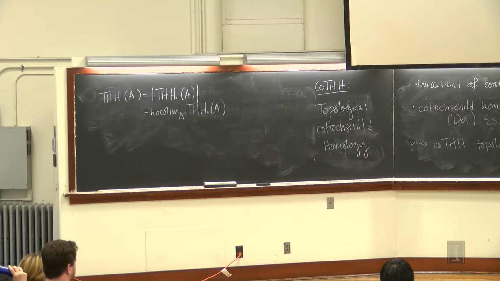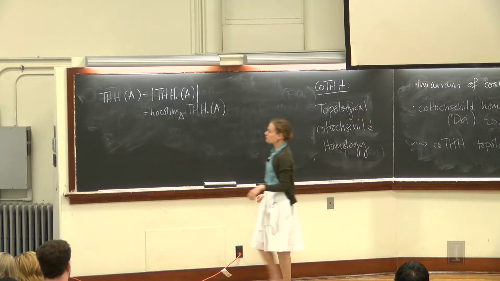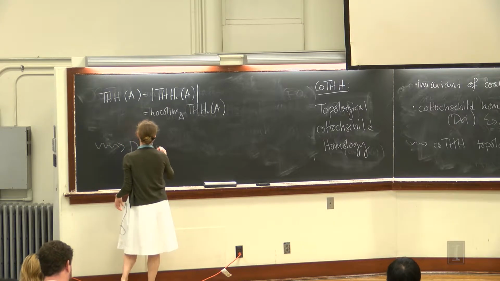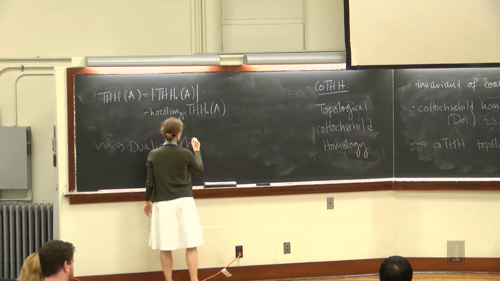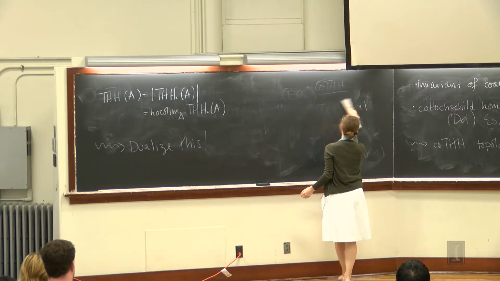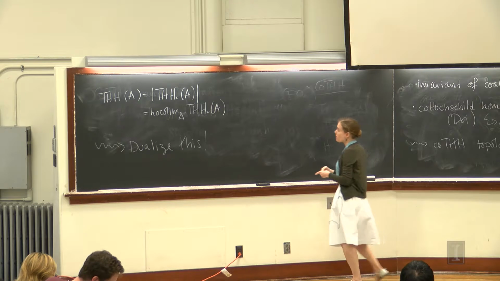So this is crash course in THH, how to define it. And so if we want to do CoTHH for a coalgebra, what we're really going to do is just dualize this whole picture. So to do CoTHH, we just dualize everything. OK, so let's be explicit about that.